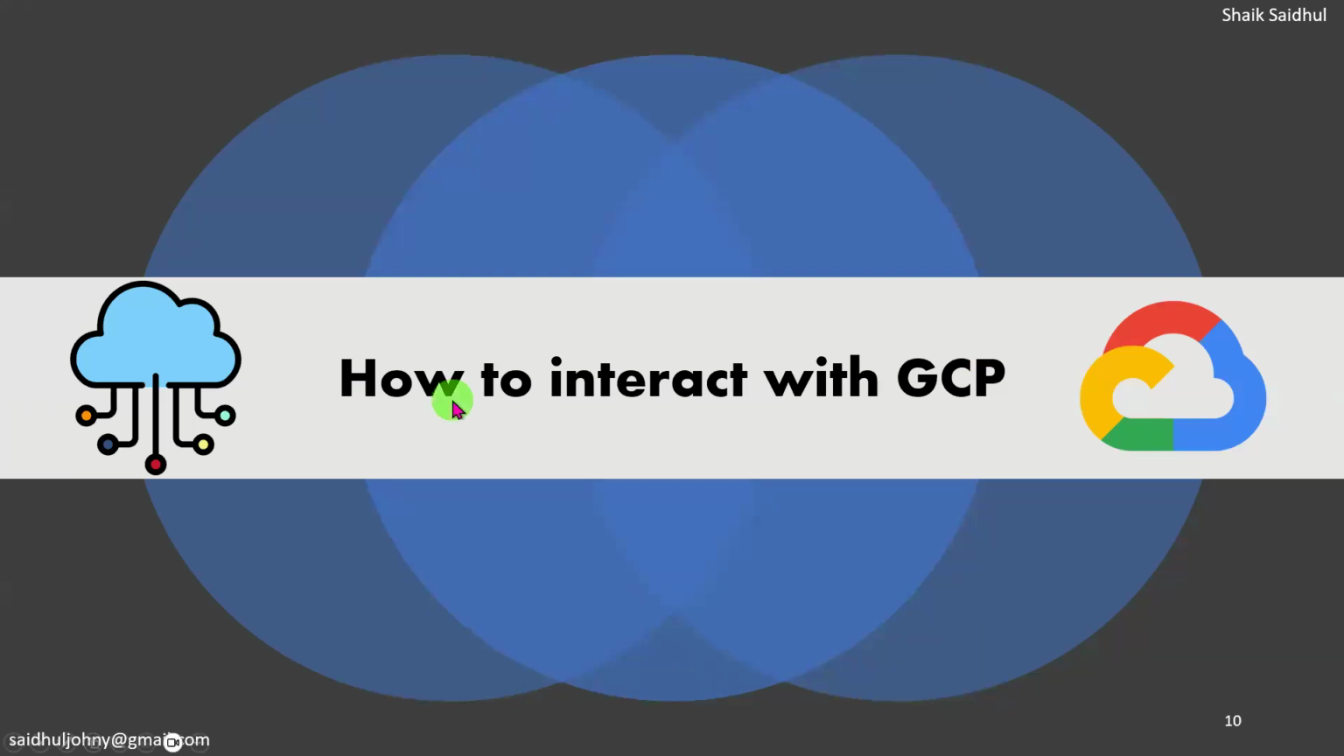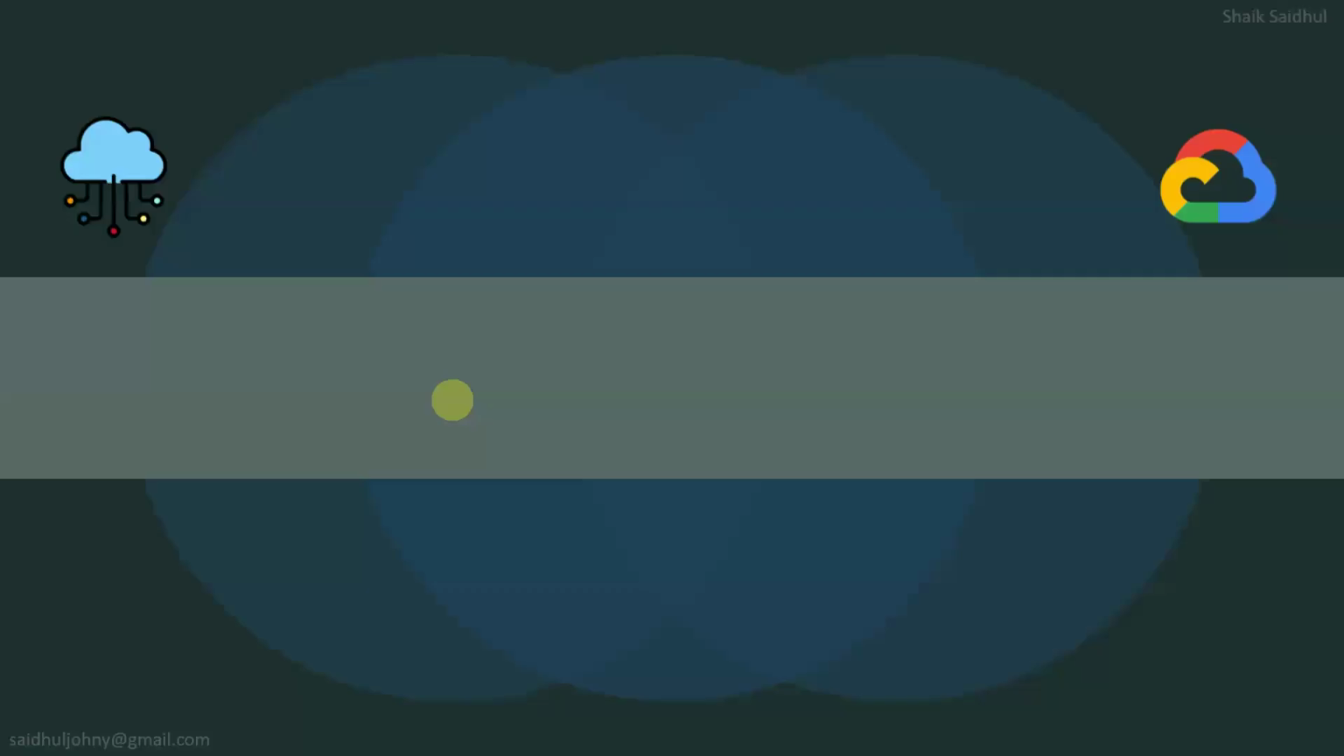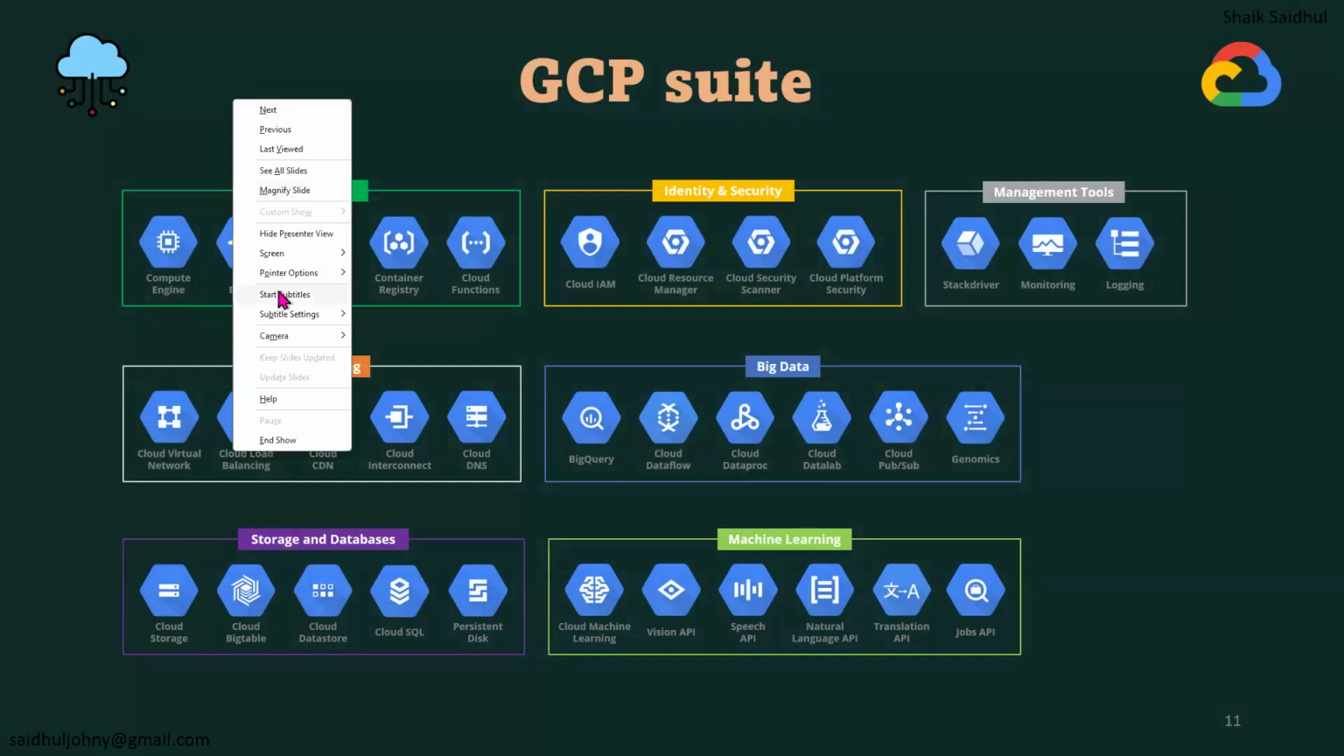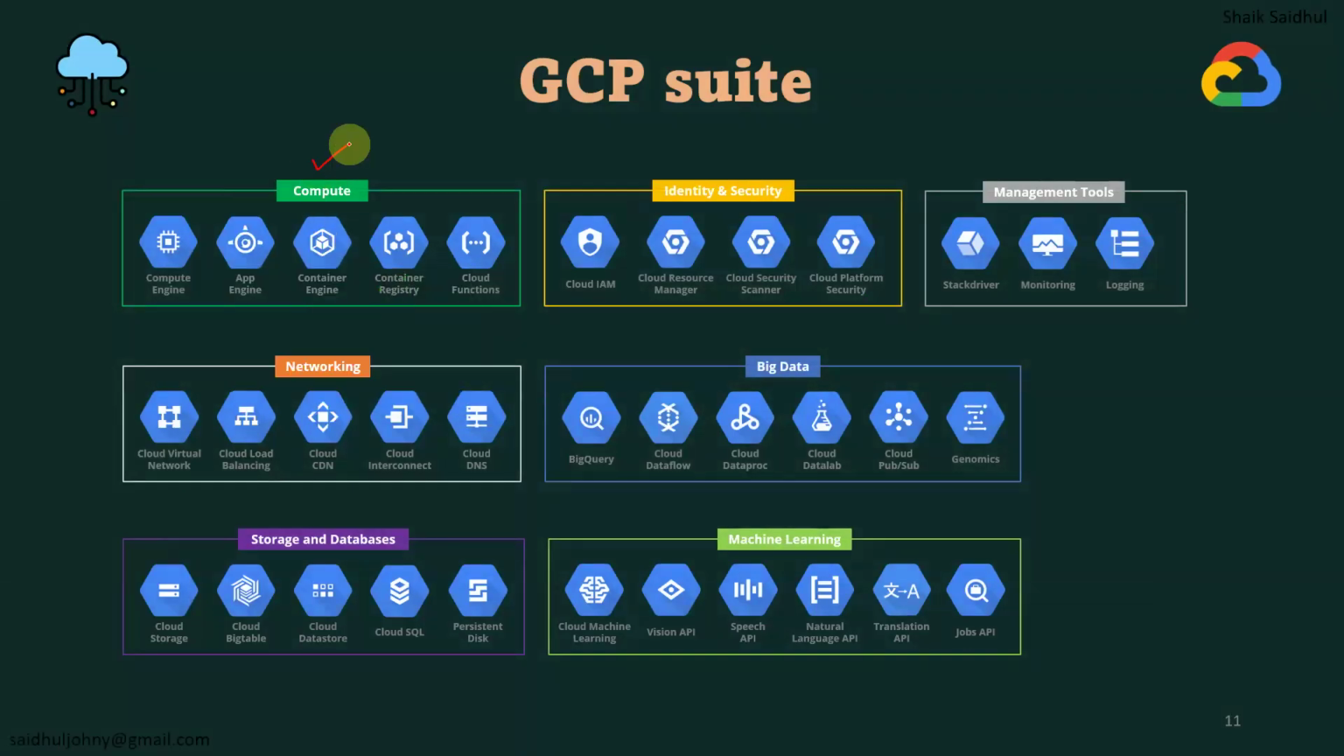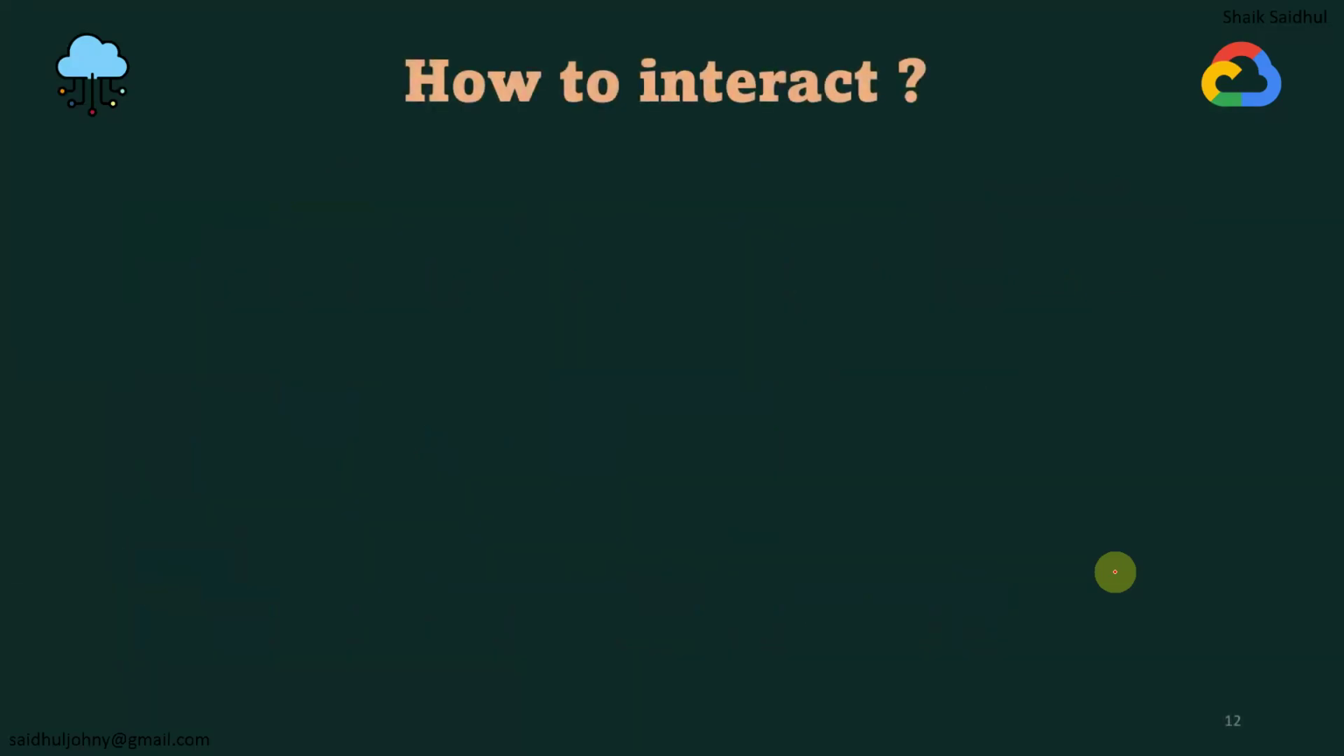Now, Google Cloud Platform is providing you plenty of services, right? What are those services? It is providing you compute services. It is providing you identity and security services, management tools, and networking services. It is providing you big data services, also storage and database services and machine learning services. So these are all the services that Google Cloud Platform is offering. We want to interact with these services.